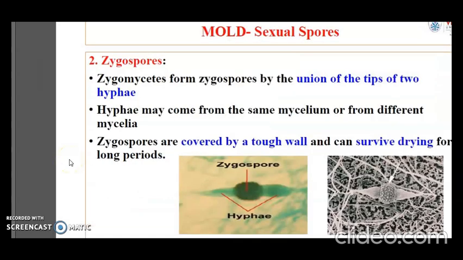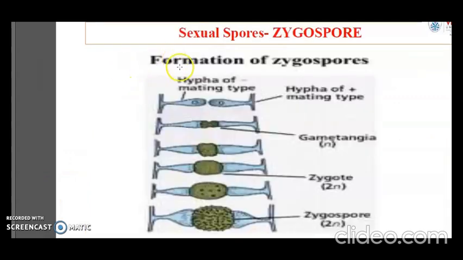Next one is the zygospores. Zygomycetes form zygospores by the union of the tips of two hyphae. Hyphae may come from the same mycelium or from different mycelia. Zygospores are covered by a tough wall and can survive drying for long periods. Here you can see the formation of zygospores.